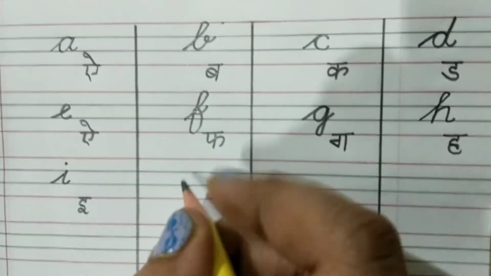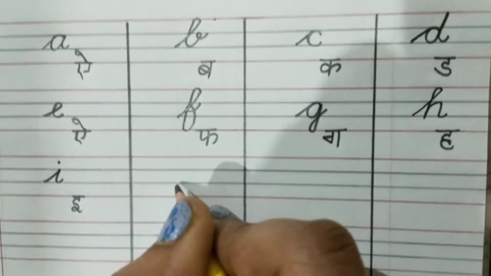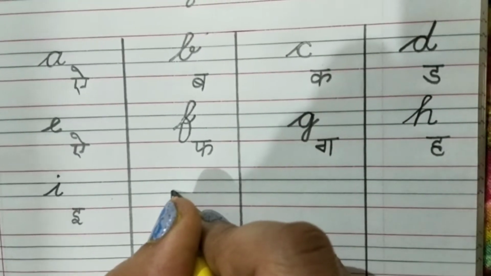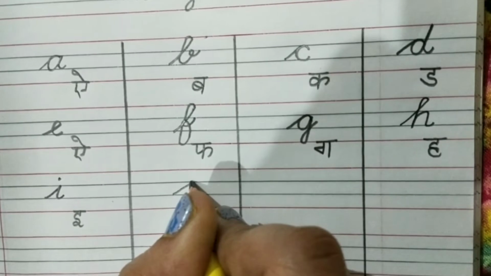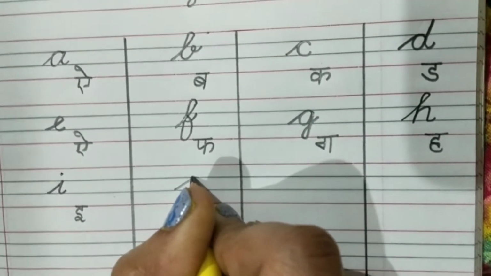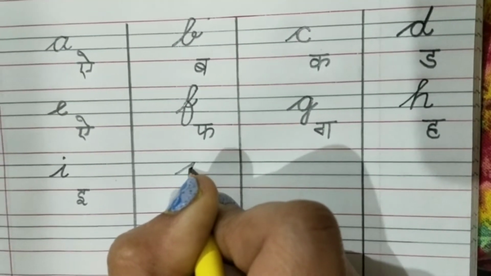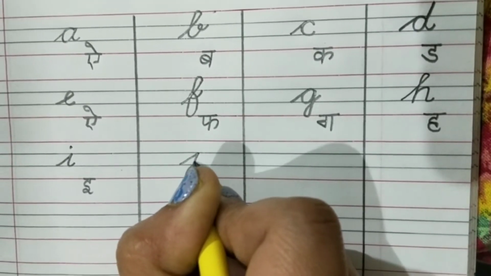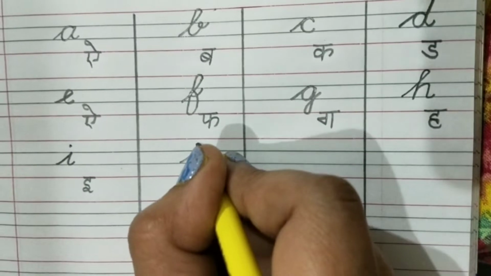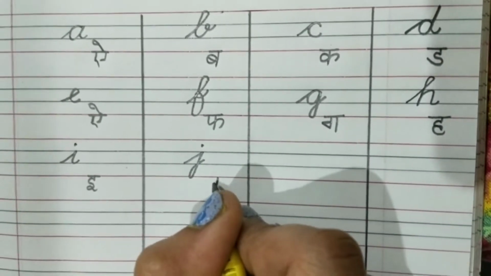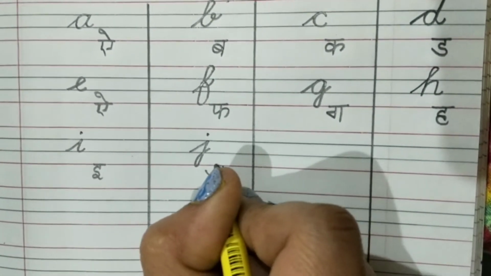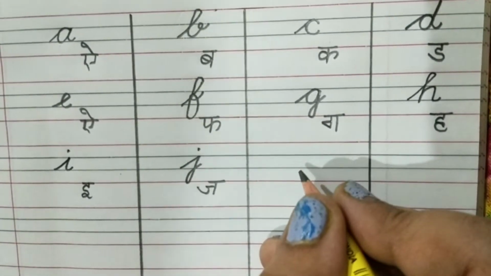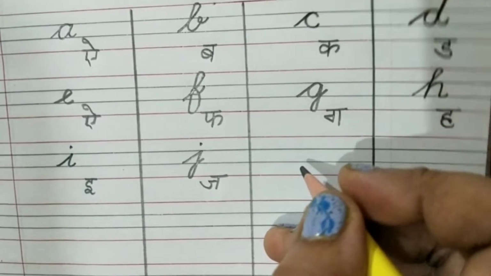After I, J. J says J. Slant line and again slant line and turn like this. J says J. J jug, J joker, J jacket. J says J.